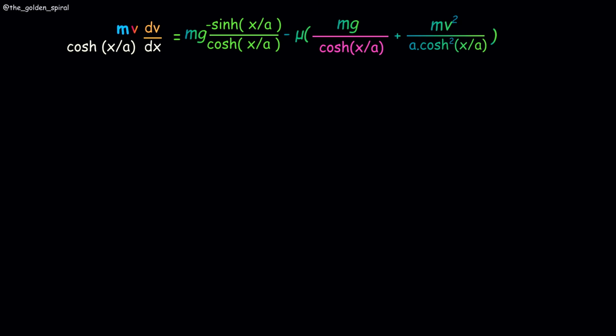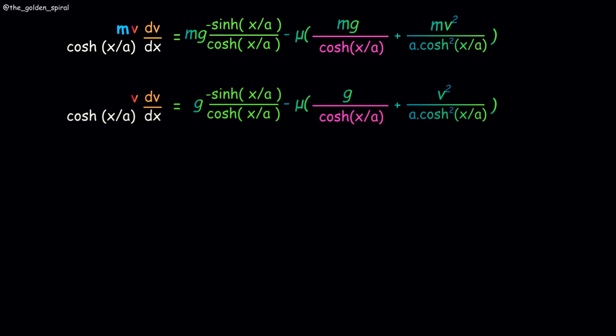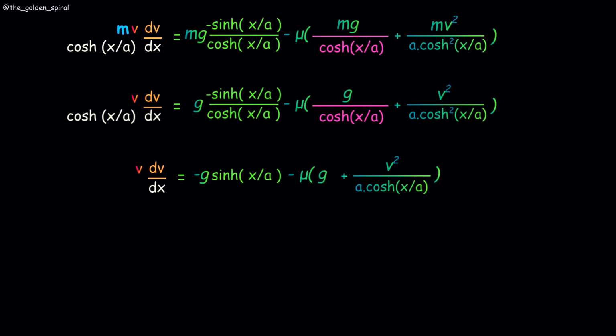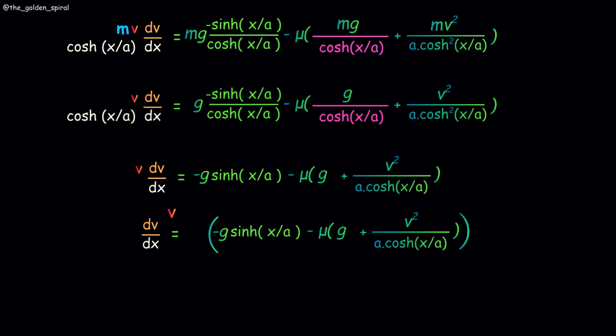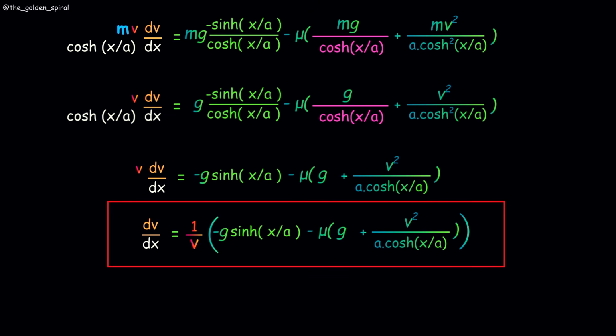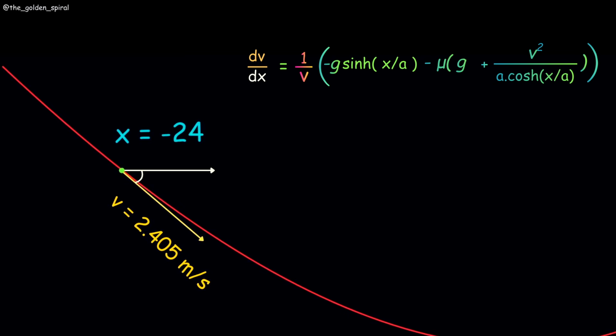We have this equation and we are left with just a final touch to it. We can cancel out this m from both the sides, and again we can cancel out the terms of cosine hyperbolic of x by a from both the sides. And if we take this v on the right hand side, we have this beautiful equation that is telling us how much our velocity is affected with the length traveled. It's a non-linear ordinary differential equation of first order and first degree, and we have our initial value of the jump velocity at x equals minus 24.54.